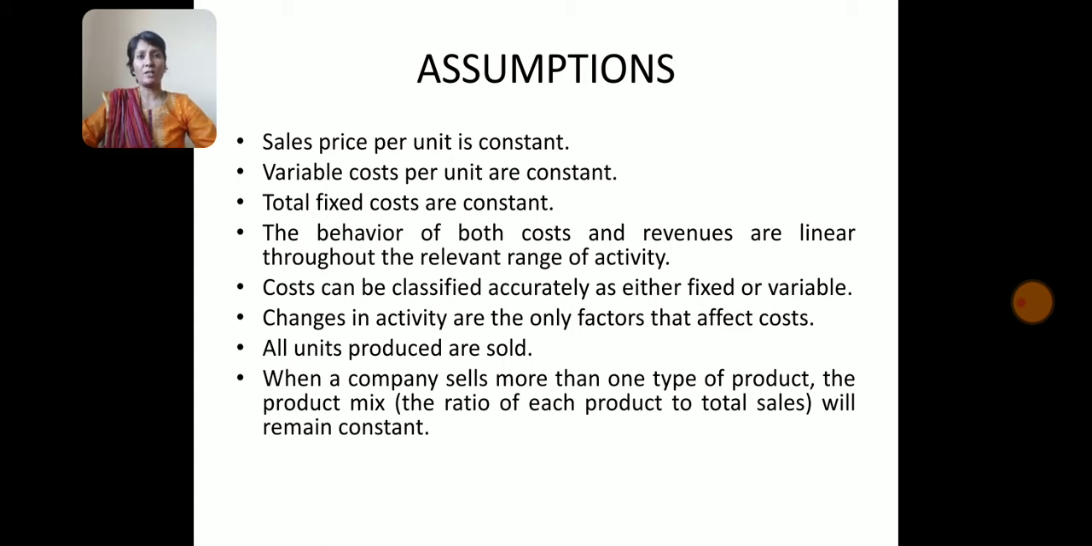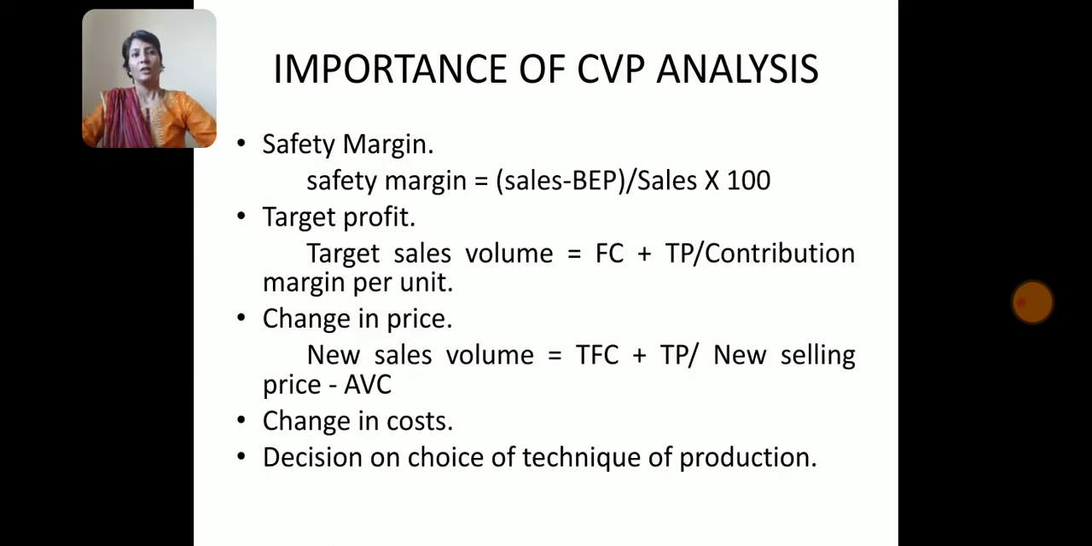Changes in activity are the only factors that affect costs. All units produced are sold, and when a company sells more than one type of product, the product mix, that is, the ratio of each product to total sales, will remain constant. With these assumptions, let us see what is the importance of CVP analysis for firms.